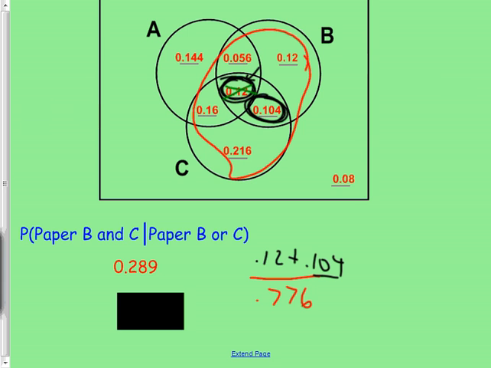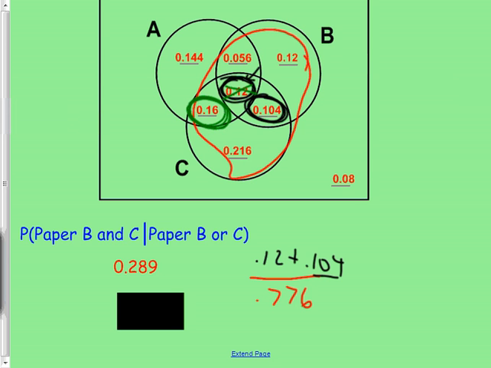I didn't think the 0.16 is the 0.056. You didn't think this was possible? No, because it said B or C, so I put, you know when you do B or C with just one diagram? Okay. Just the ones that intersect. So I just put 0.12 plus 0.104.